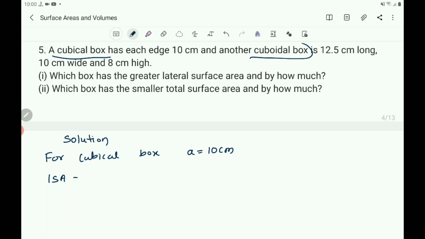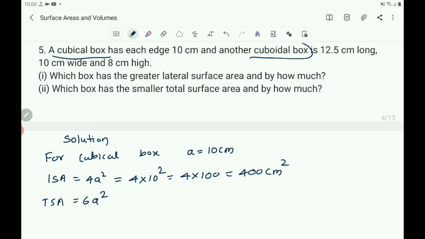Here LSA equals 4a square, that equals 4 into 10 square. 4 into 100 equals 400 cm square. Then TSA, you know that is 6a square, that equals 6 into 10 square. 6 into 100 equals 600 cm square.